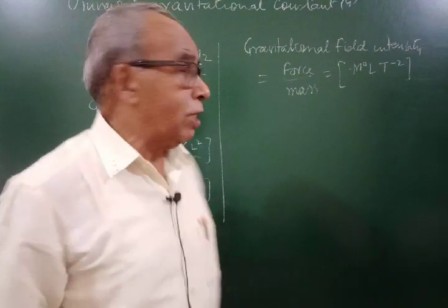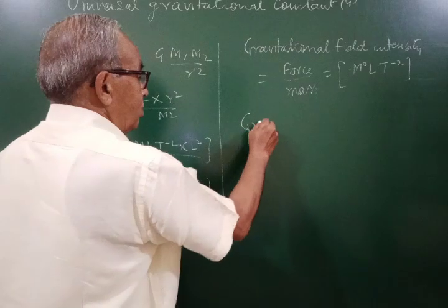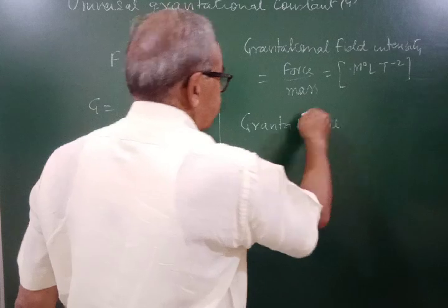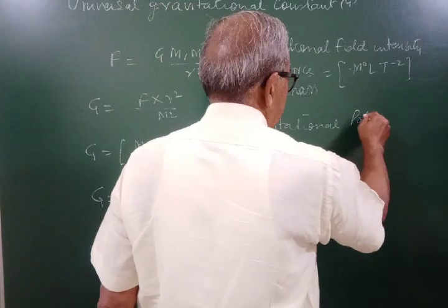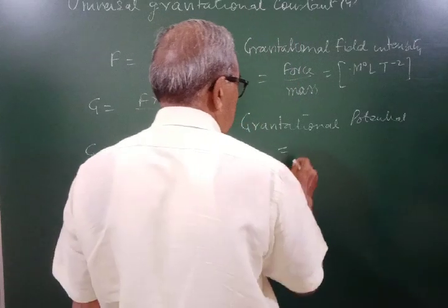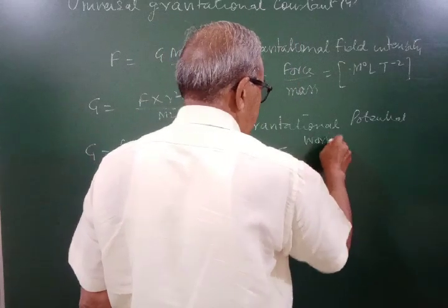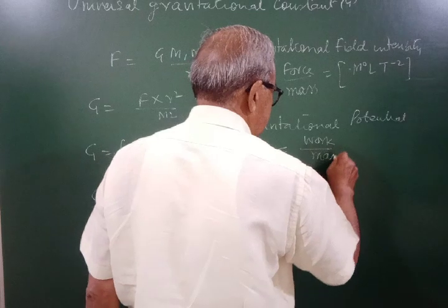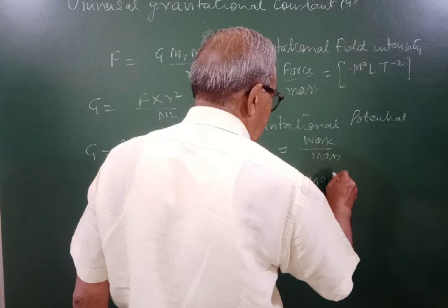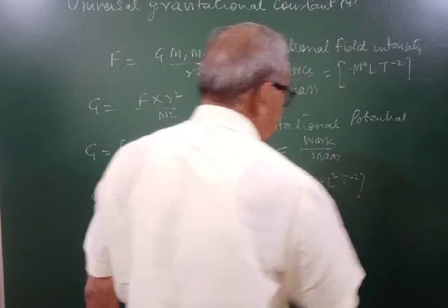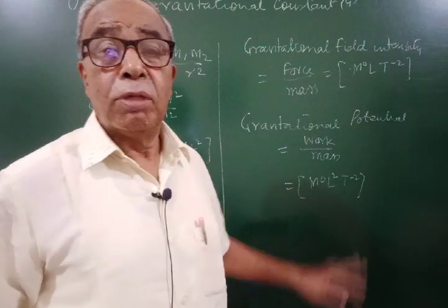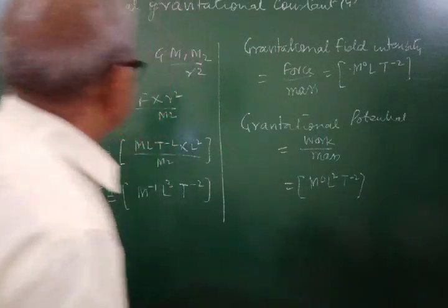Similarly, gravitational potential is equal to work per mass, work upon mass. So it comes out to be M^0 L^2 T^-2, because the dimensional formula for work is ML^2 T^-2, divided by mass. So you get this answer.